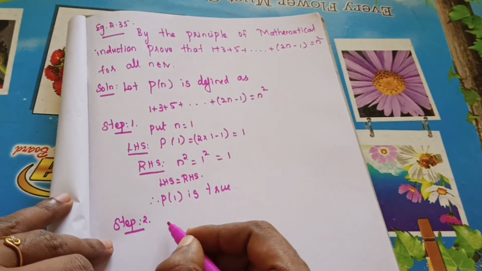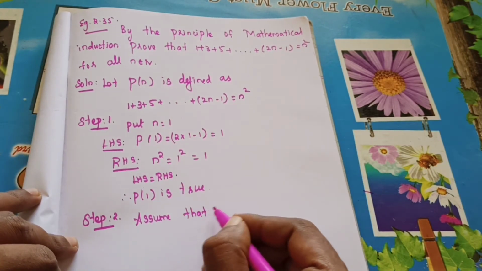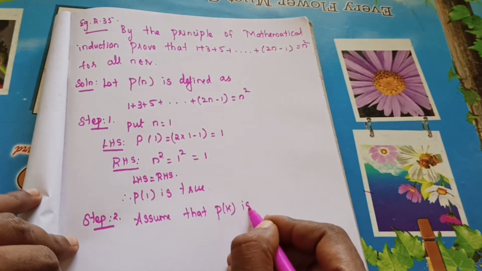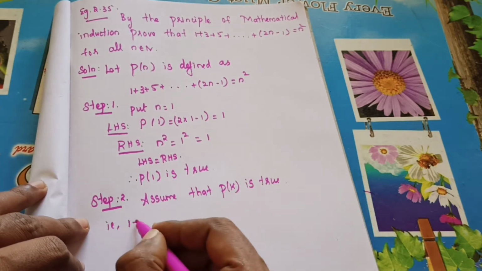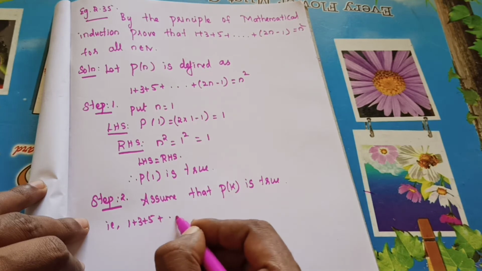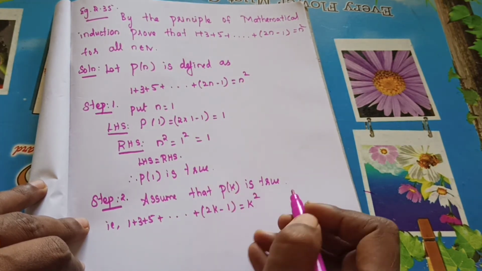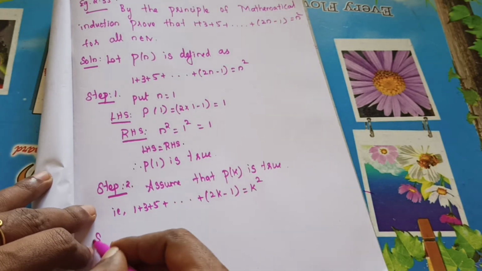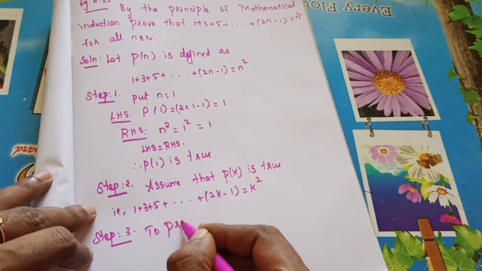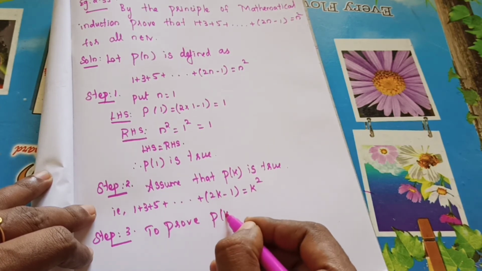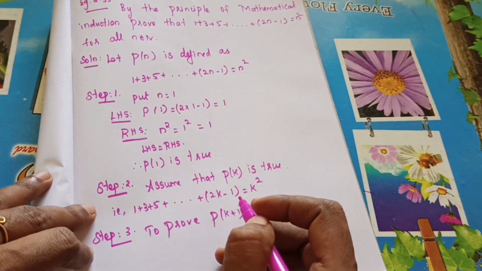Assume that P of k is true. We need to assume P of k is true. So assume 1 plus 3 plus 5 plus etc. plus 2 into k minus 1 is equal to k square. Now step 3, what will you do? To prove P of k plus 1 is true. We need to prove that P of k plus 1 is true.